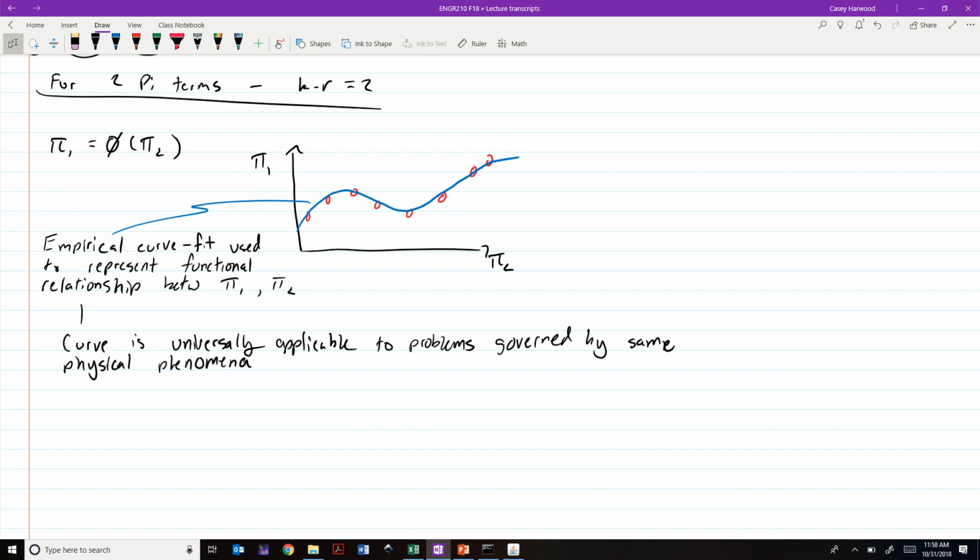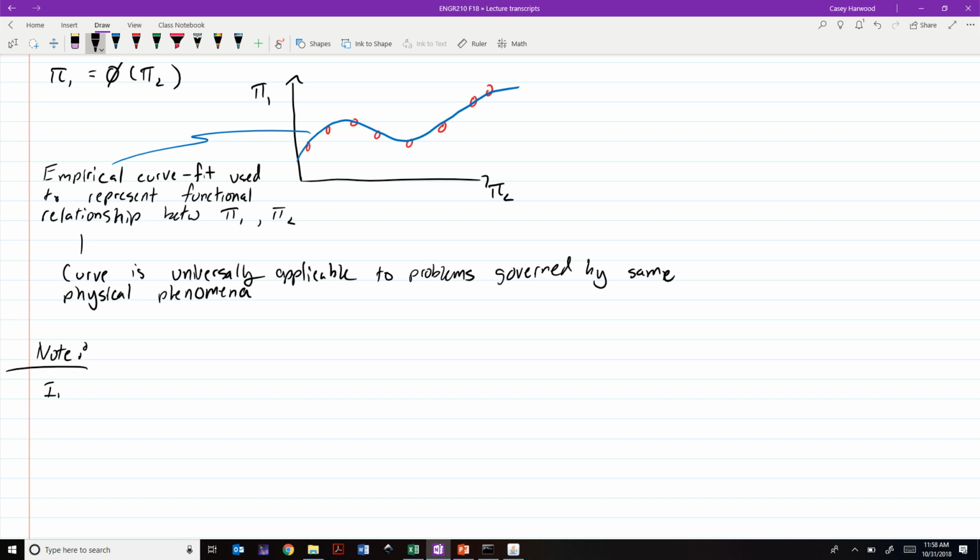A few things of note here. It's important to know that the correlation for the empirical curve is only valid inside the range of experimental data.